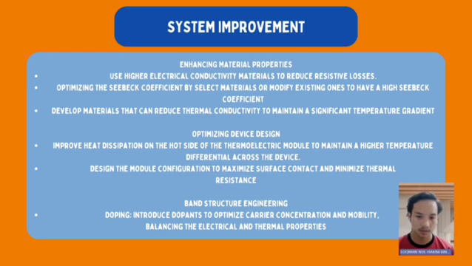The last point is band structure engineering. Doping. Introduce dopants to optimize carrier concentration and mobility, balancing the electrical and thermal properties. Doping is a process where impurities are intentionally introduced in the material to alter its electrical properties.